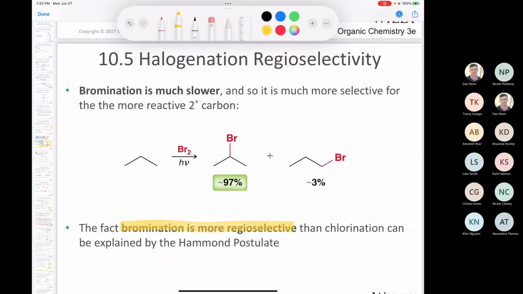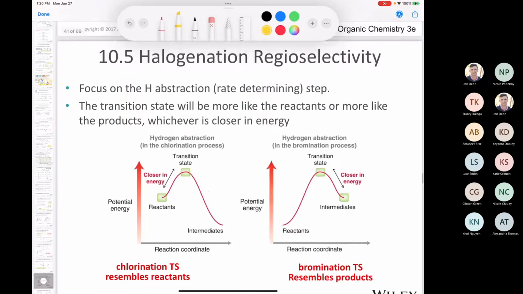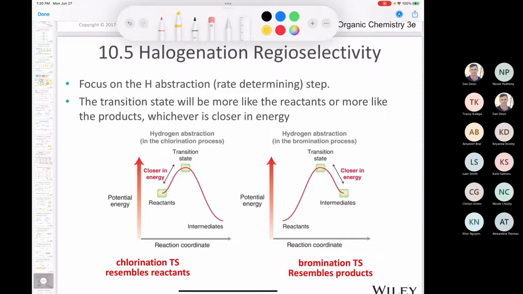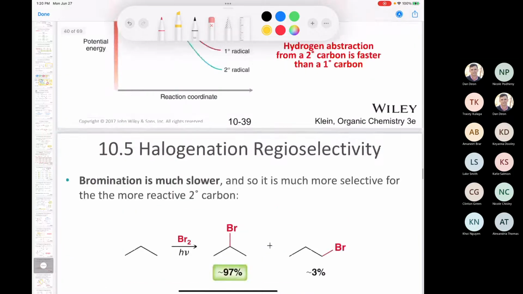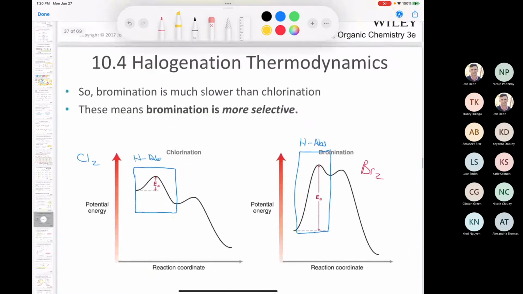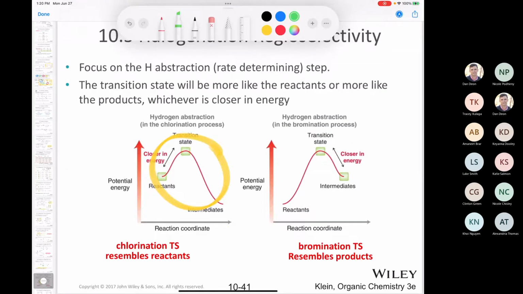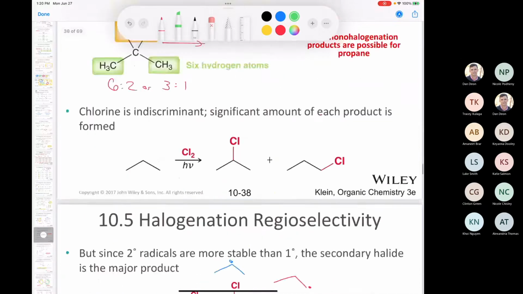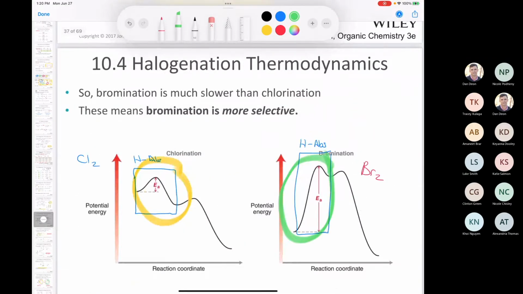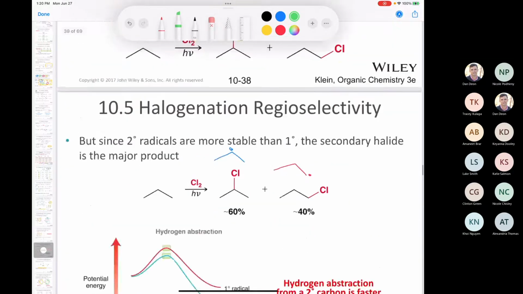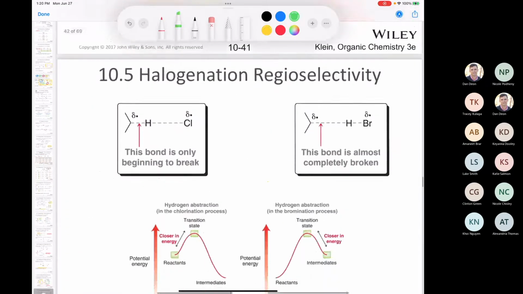And the way that we can explain that is using the Hammond postulate. You've forgotten the Hammond postulate? Let's take a look. It sounds fancy. It's nothing that's that big a deal. Look, just focus on that first step. Okay, so what you're seeing here, both of these are just the hydrogen abstractions. What you're seeing here is nothing more than this. And what you're seeing, pardon me, I'm going pretty fast here, is this. Okay, that's what we're zooming in on. Nothing more than that.